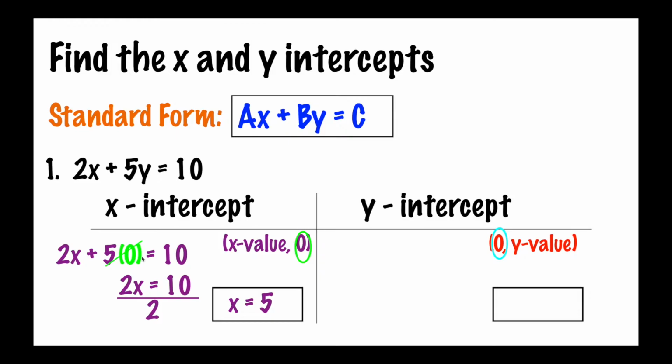Then for the y-intercept, we're going to do the opposite. We're going to take that same equation, but this time we change our x value to a 0, and we're going to solve for y. Just like what we saw with the x-intercept, 2 times 0 is just going to cancel, so we're left with 5y equals 10. We'll divide both sides by 5, and we end up getting y is equal to 2.